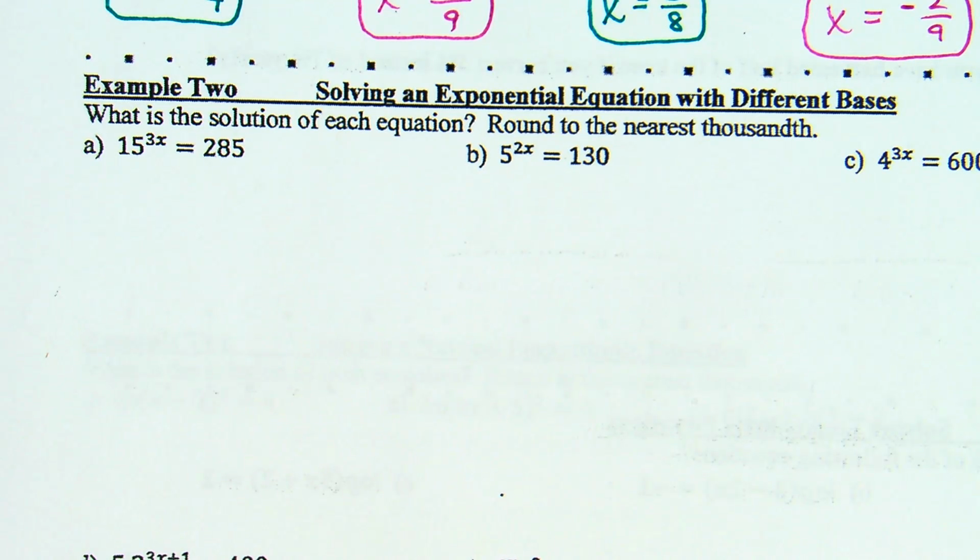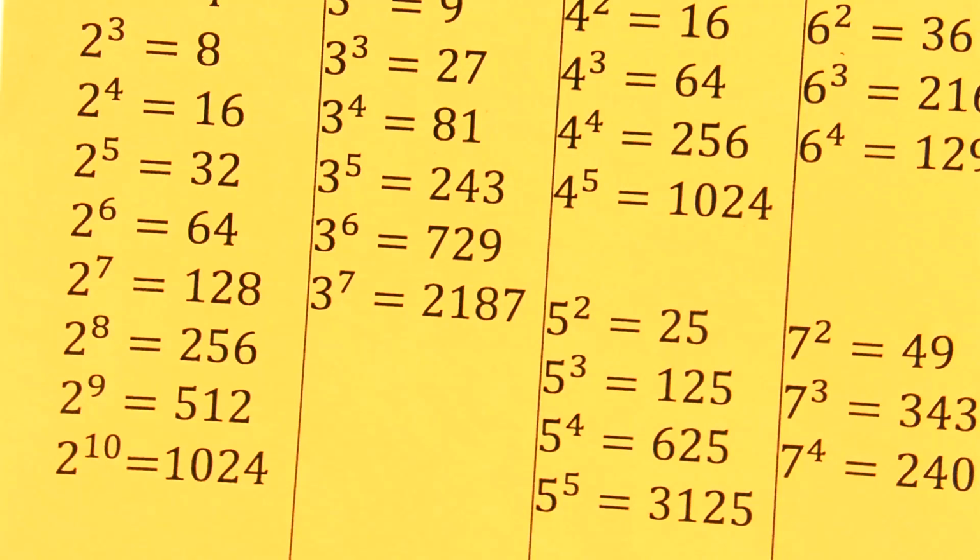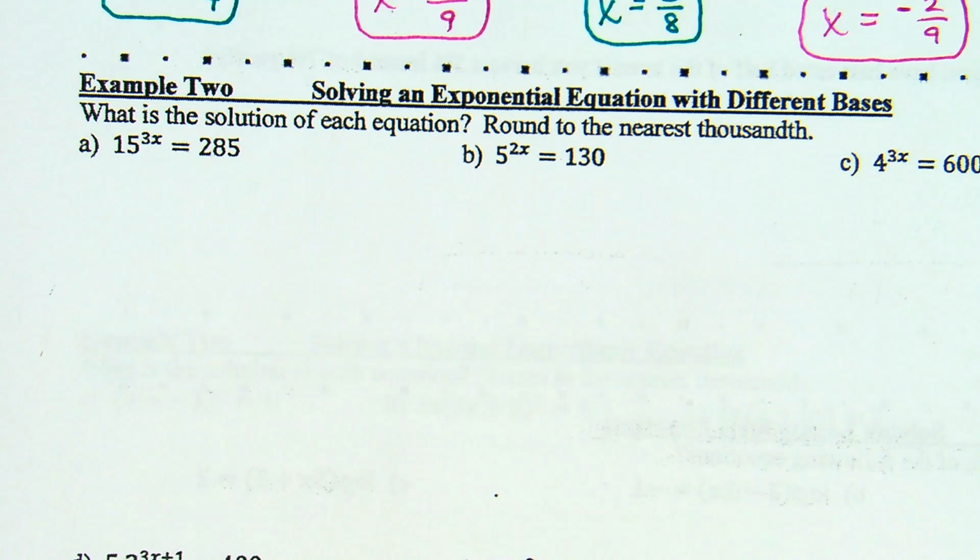So I'm always going to start it off by going to my gold paper. Can I do anything with 15 and 285? Are either of those even on this paper? No. 15 is 3 times 5. It's not something to a power. 285 is not something to a power either. There's multiple factors in there. Okay? So we need a plan B.